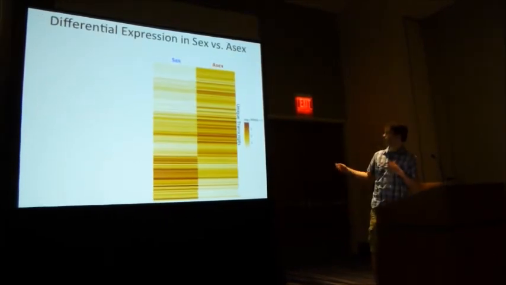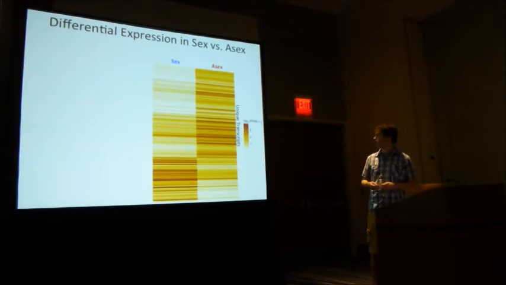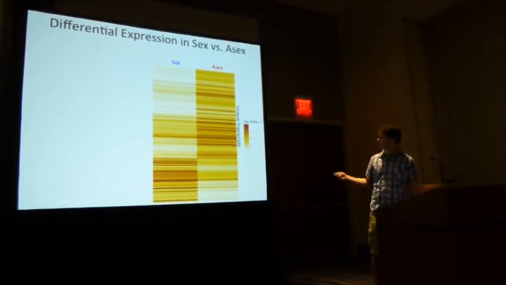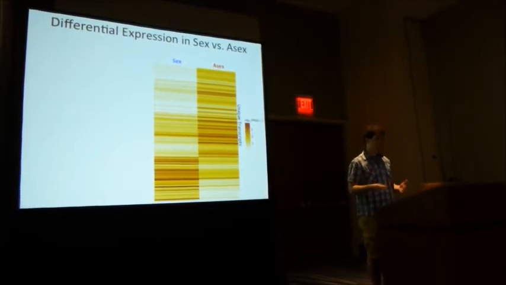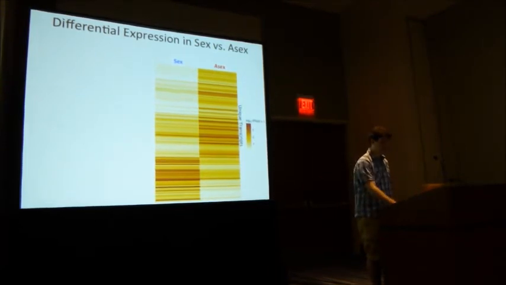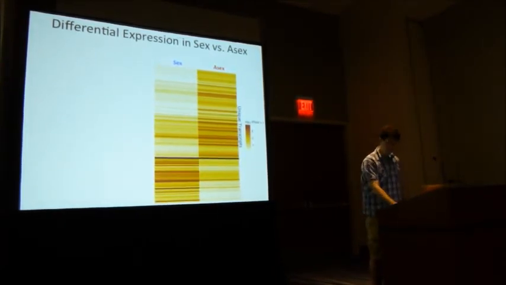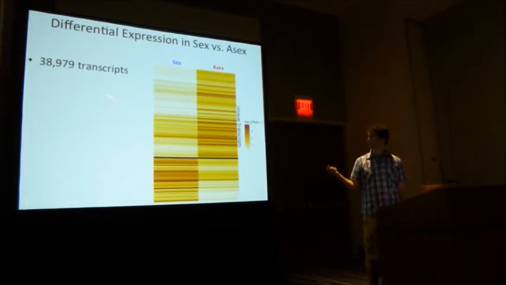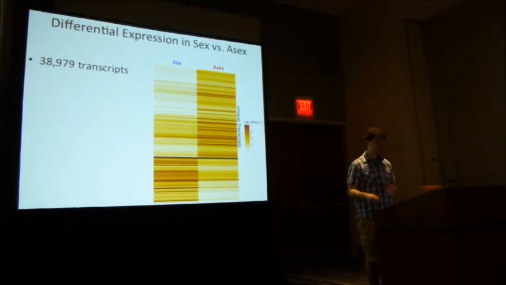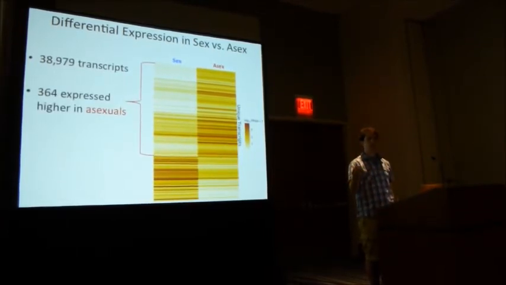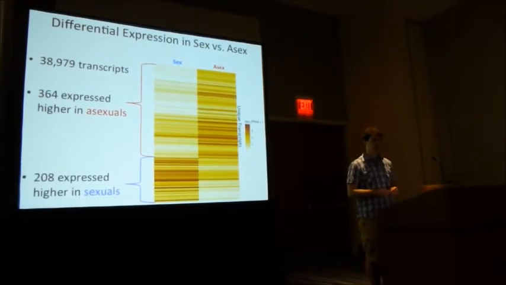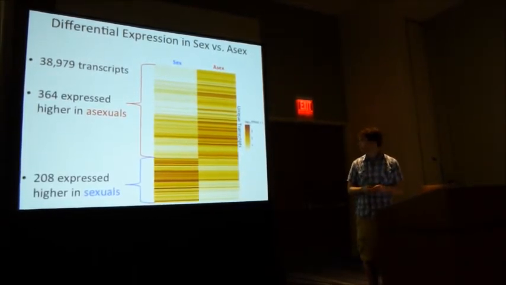So, for example, this is a heat map produced in cummeRbund, and each row corresponds to a unique transcript, and the color over here represents the level of expression. So the darker the color, the higher the expression. And of almost 39,000 transcripts that were tested for differential expression between sexual and asexual snails, we saw that over 360 were expressed higher in asexuals, and a little over 200 were expressed higher in sexuals.